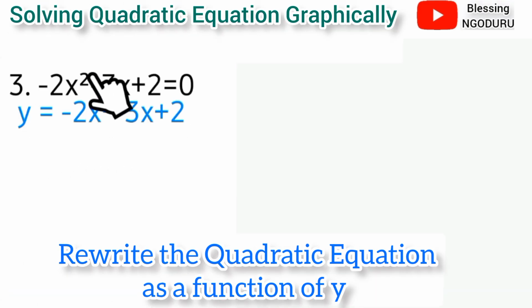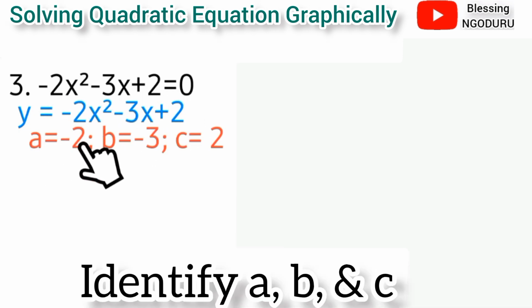Now let's answer the last part of the question. Writing this equation as a function of y, we have y equals minus 2x squared minus 3x plus 2. A is minus 2, b is minus 3, c is 2.